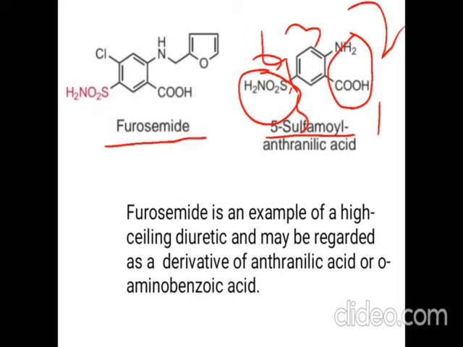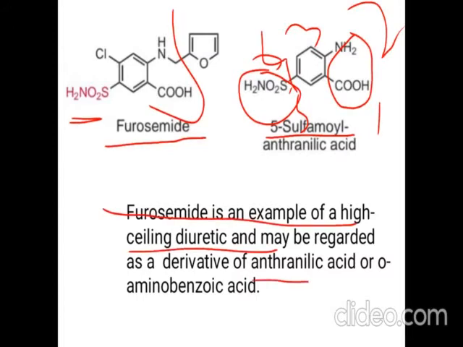And if you observe the structure of furosemide, it consists of this part, that is the anthranilic acid like derivative, as well as the sulfamyl part is also there. So these are the derivatives of 5-sulfamyl anthranilic acid. So furosemide is an example of high ceiling diuretics, and it is the derivative of anthranilic acid or orthoaminobenzoic acid.